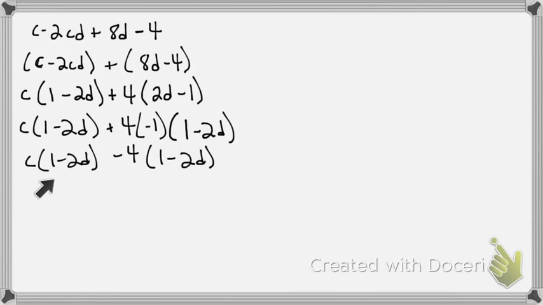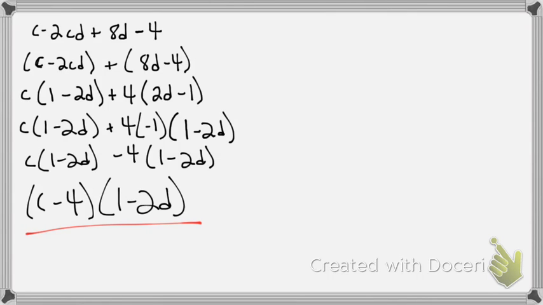Now we are factoring by grouping right here. Look at this. We have the 1 minus 2D, and I got a 1 minus 2D. Now let's put our terms together. Let's combine them right here. So I have a C minus 4, and I have a 1 minus 2D. This is your answer. Okay? Does everybody see how we do that? Pretty cool, huh?